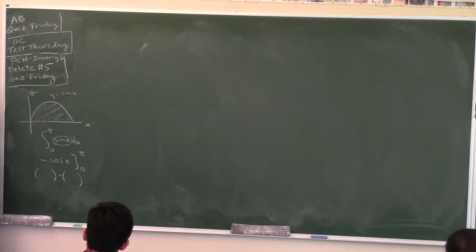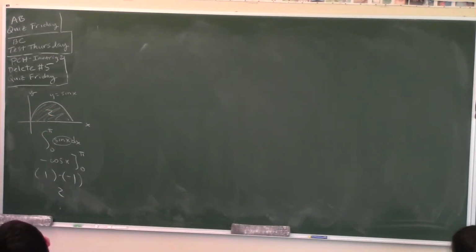Cosine of pi is negative 1, and negative of negative 1 is 1. Plug in 0: cosine of 0 is 1, so negative 1. 1 minus negative 1 is 2. Boom, there it is, exactly 2 square units.